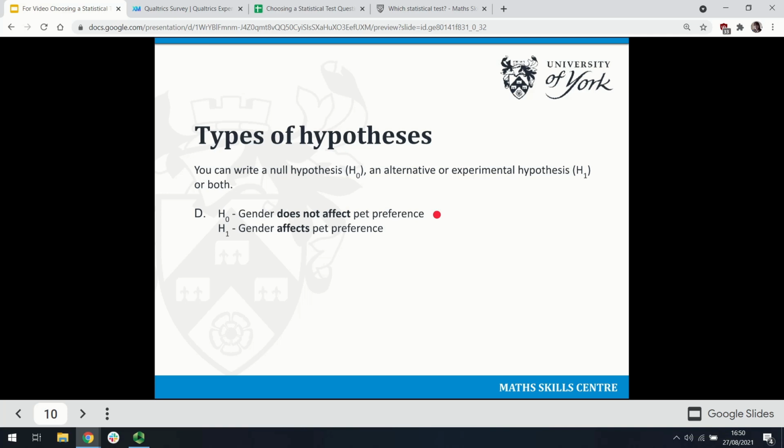Alternatively, you might write an experimental hypothesis, also called an alternative hypothesis, denoted by a capital H with a subscript 1. That's really similar to a null hypothesis, except it's stating that there is an effect, or there is a difference, or there is a correlation or association. Sometimes you can write both, and it's quite common practice to put the null hypothesis first and then the alternative hypothesis.